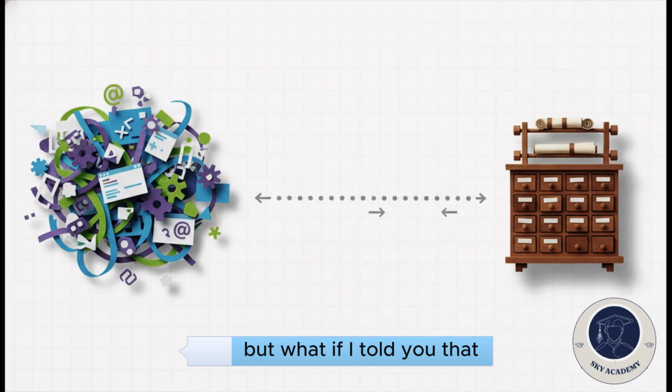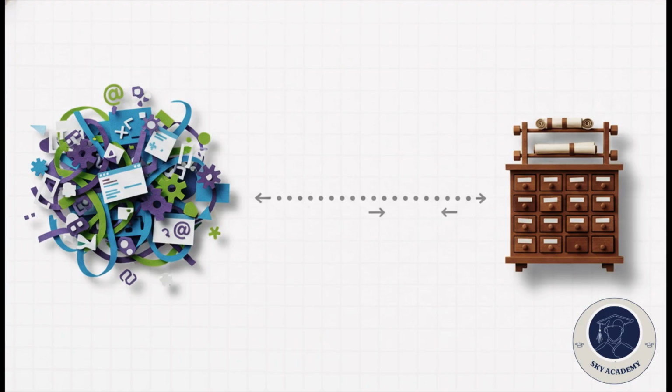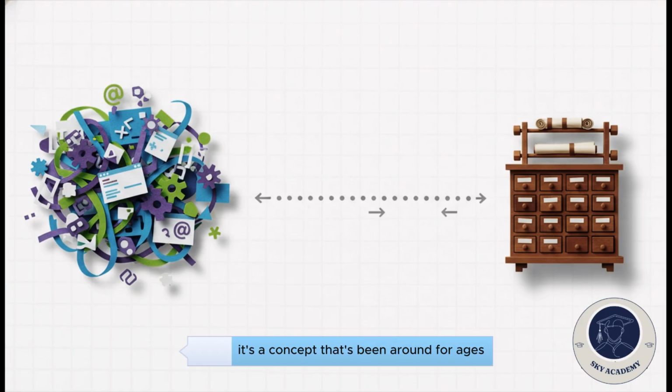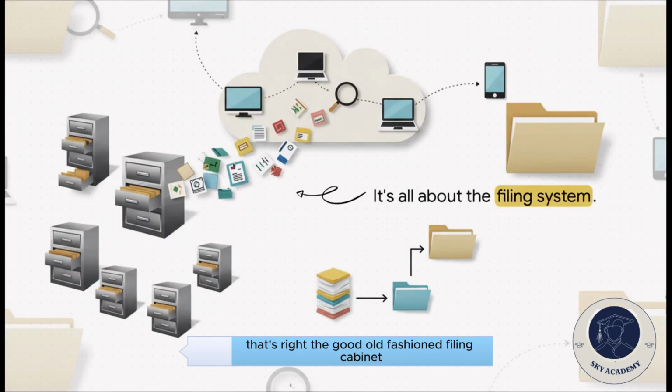But what if I told you that the answer to this super modern problem isn't new at all? Nope. In fact, it's a concept that's been around for ages, long, long before computers were even a glimmer in someone's eye. That's right, the good old-fashioned filing cabinet. This picture, it says it all. Managing your computer files is really no different than managing paper documents. Once you get your head around this one simple idea, I promise you, everything else just clicks into place.